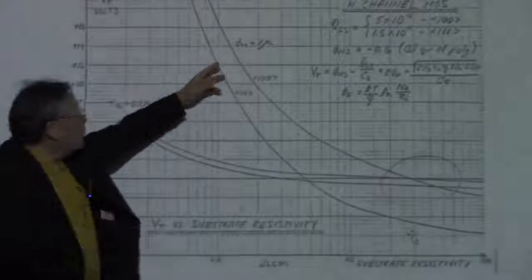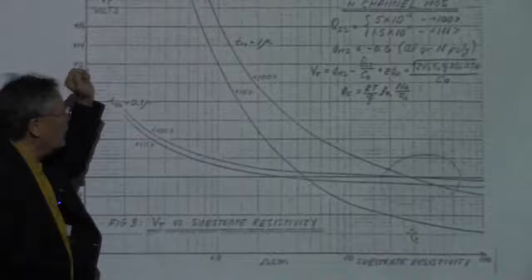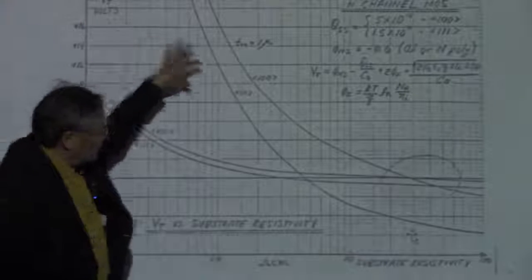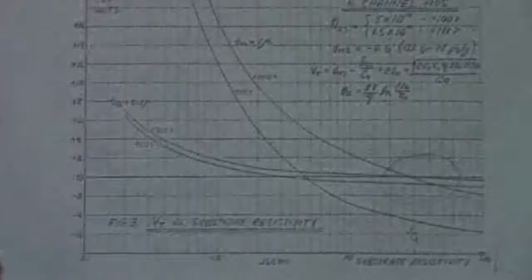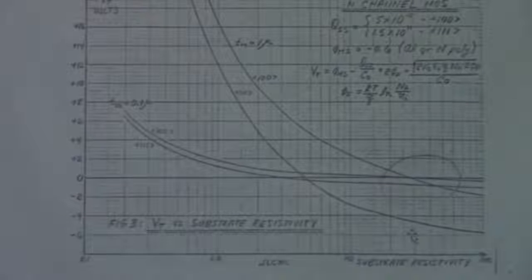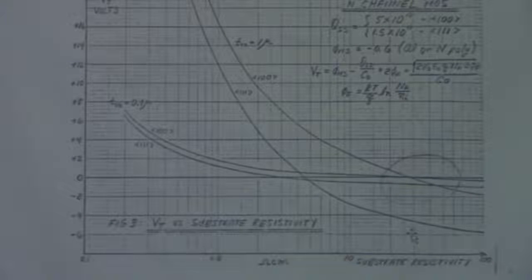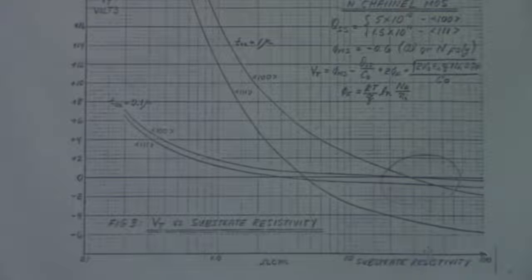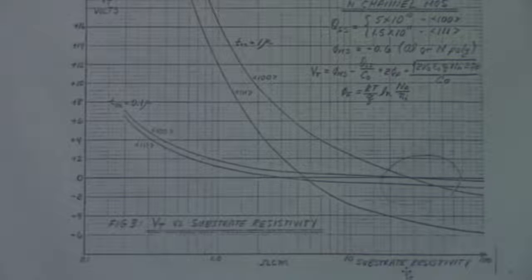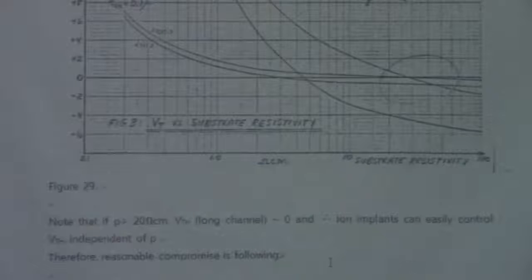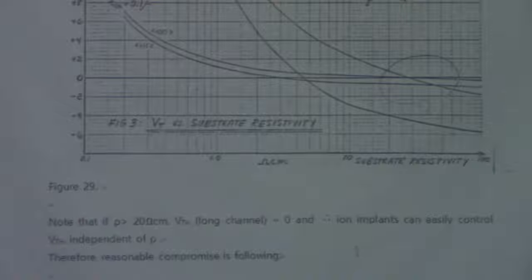Now if the gate oxide thickness is 1 micron, 10 times this, the threshold voltage changes more sensitively with the substrate resistivity. Okay, so you can see that you had better have high substrate resistivity, low doping level.